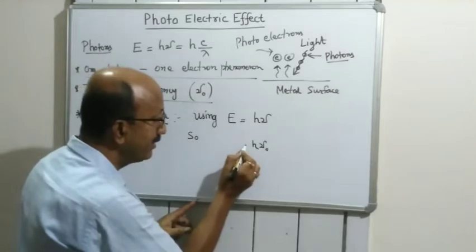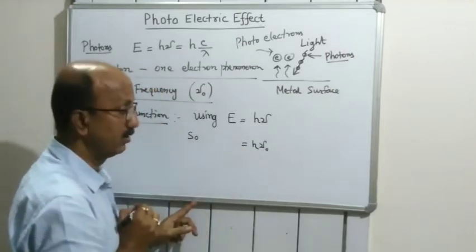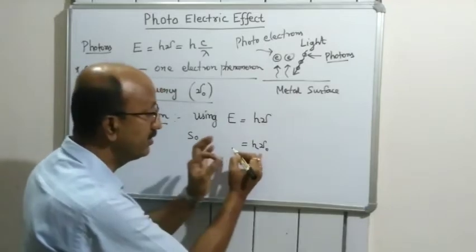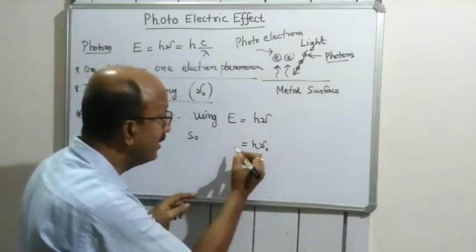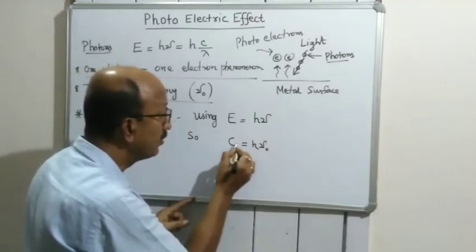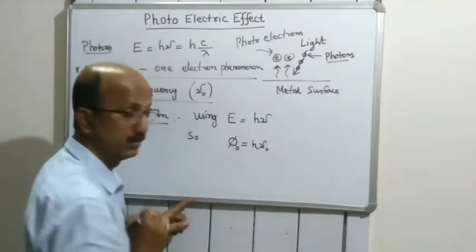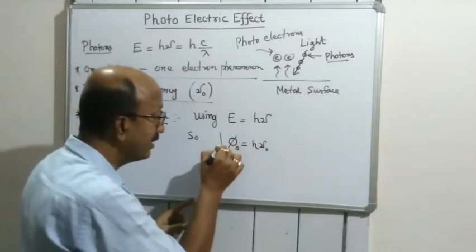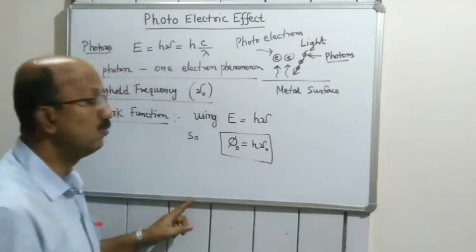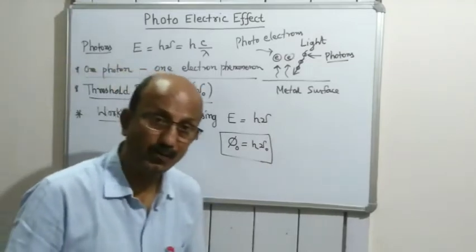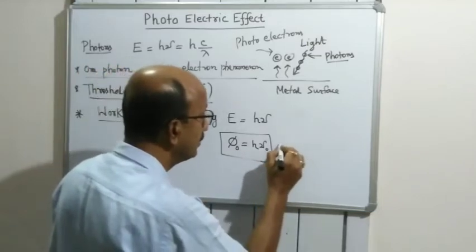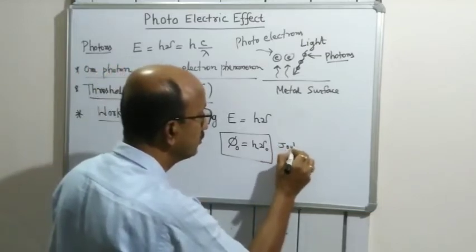So this is the energy associated with a photon whose frequency is just equal to the threshold frequency. And here, instead of E, we use a symbol called phi naught. And that itself is the formula to calculate work function or photoelectric work function. Now this is normally in joules.